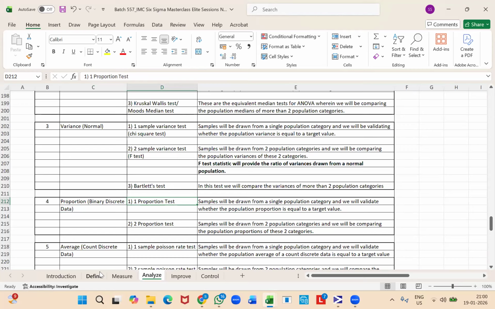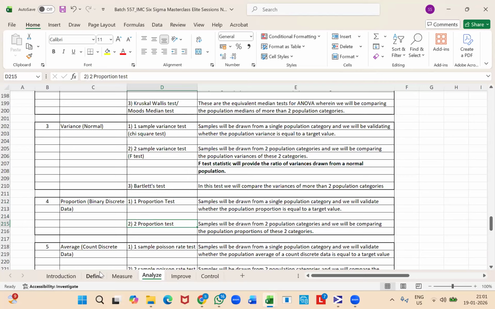Say, for example, you have improved the accuracy percentage for your process, right? And you would want to validate whether the accuracy percentage is greater than 95%. Accuracy percentage, we all know, is a binary discrete metric. We already saw that when we discussed binary discrete data and the data types, right? So if you would want to validate whether the population accuracy percentage for a given process is greater than 95% or whatever value, then we need to perform this one proportion test.